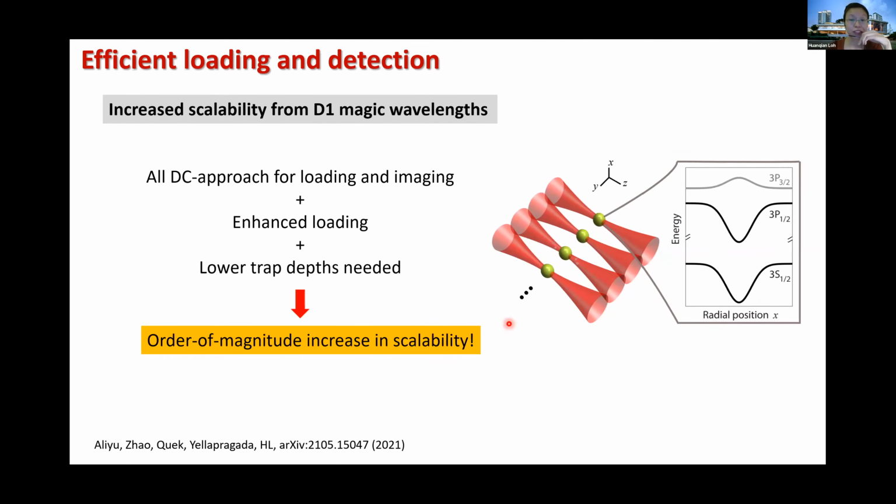So combining all these together, and really with the insight that you can make use of D1 magic wavelengths, we demonstrate over here an all DC approach that you can use for loading and imaging single sodium atoms. And this, together with the enhanced loading and the lower trap depths needed, gives us a demonstrated order of magnitude increase in the scalability from the reduction in the trap power.